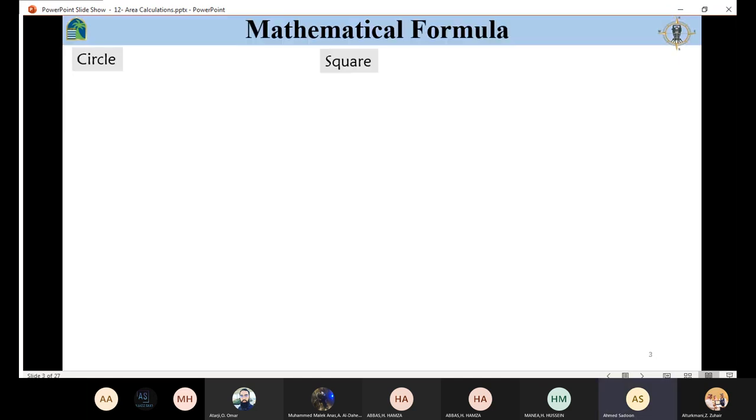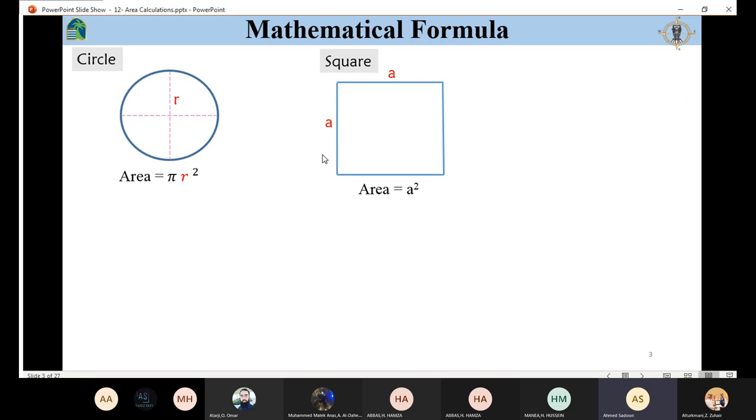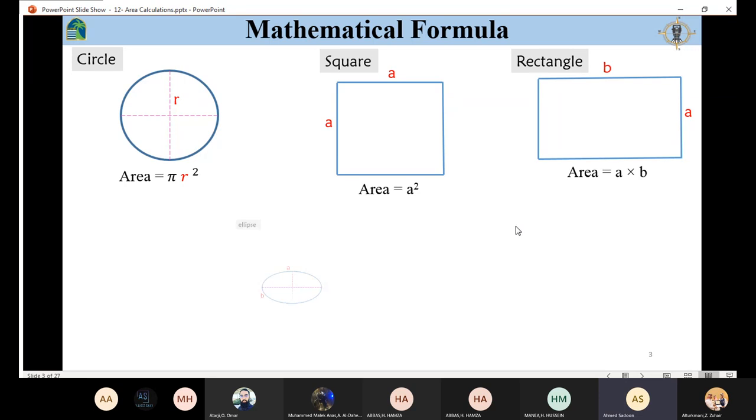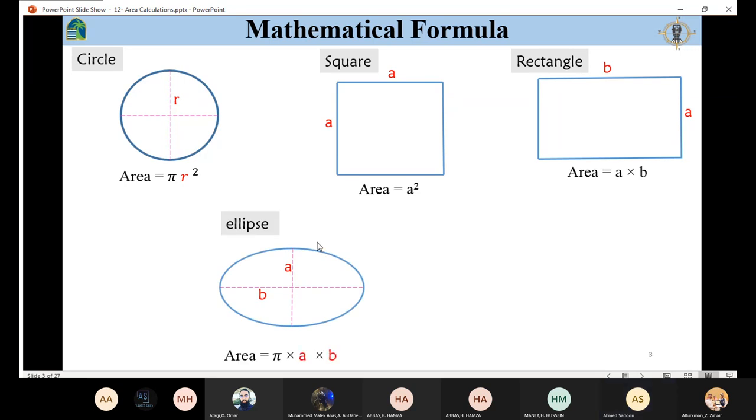So how to determine the area of land? We have studied the mathematical formulas in elementary school. We learn how to determine the area of a circle, right? And also how to determine the area of a square, a rectangle, an ellipse, and a trapezoid. But the problem is, in reality, I'm not going to find the area look like that, right? So we need to learn how to determine the area in the field.